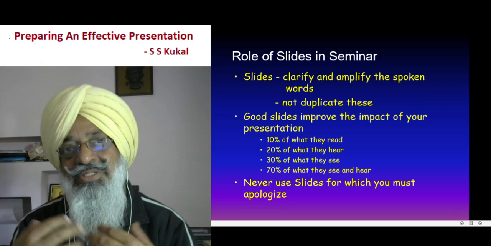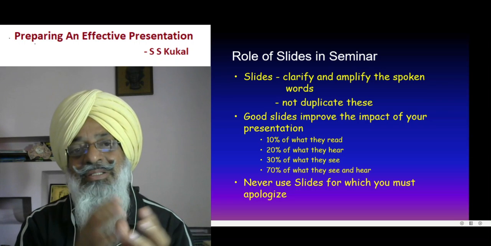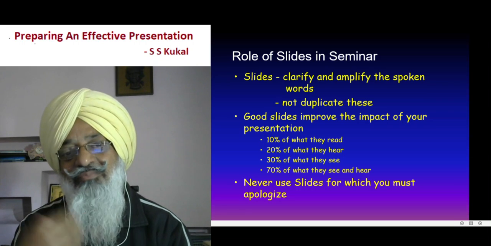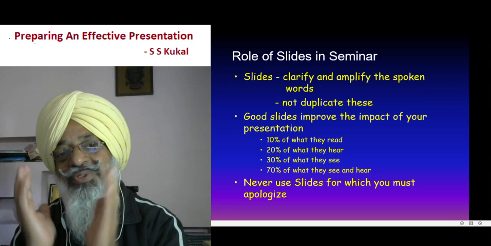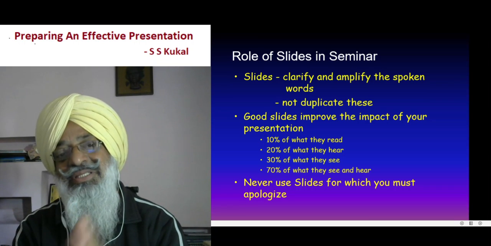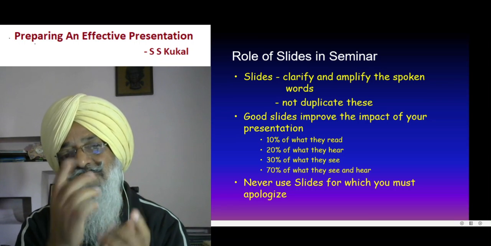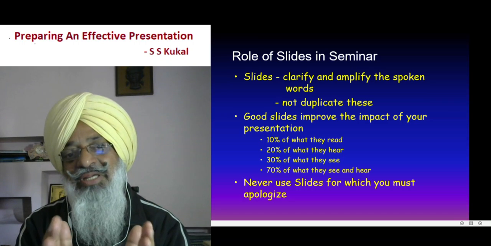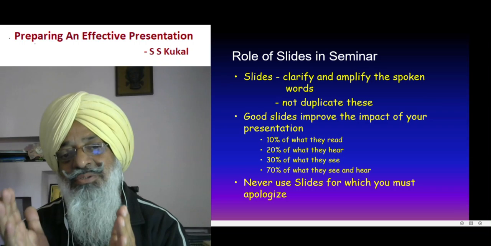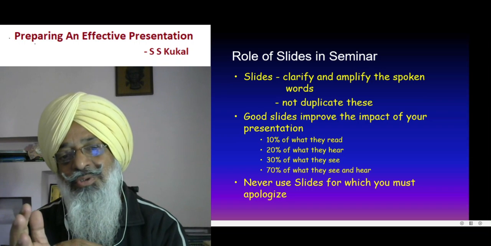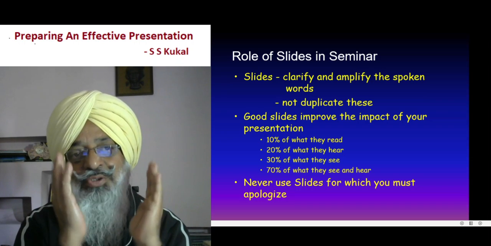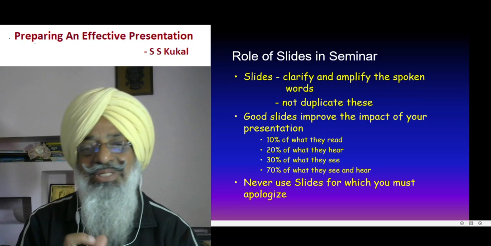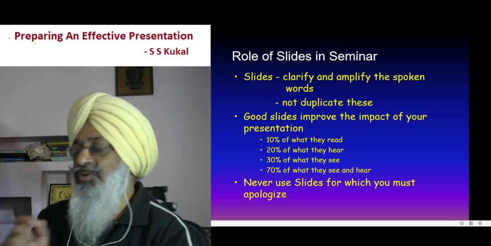Whatever sentence you are going to say, the idea of the slide is simply to amplify it. The person is looking at the slides, he is listening to you also, so the things should get clear to him. If you are simply reading whatever is written on the slides, he may not be able to concentrate on what you are speaking and what the slide says. So a good slide always improves the impact of your presentation.